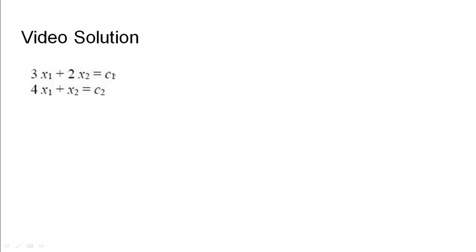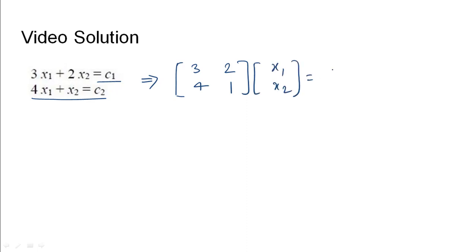In this case, we have been given 3x1 plus 2x2 equals c1 and 4x1 plus x2 equals c2. So expressing this in the matrix form, it would be [3 2; 4 1], operated with [x1; x2], and it will become equal to [c1; c2]. So this is our A, that is the coefficient matrix, this is our variable matrix x, and this is our constant matrix B. So the characteristic equation is obtained by equating the determinant of A minus lambda I equals 0.